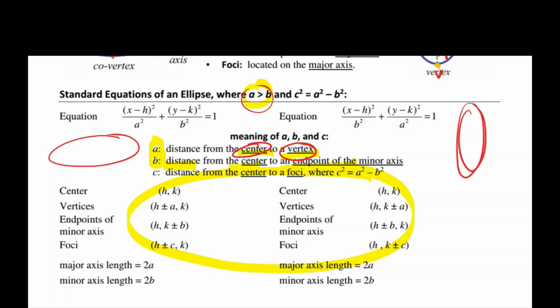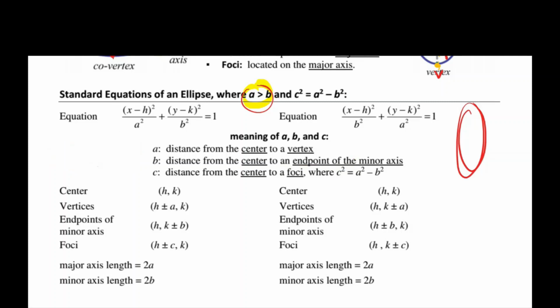What else do we need to have in the back of our mind? We have to have in the back of our mind what A, B, and C represent. A represents the distance from the center to the vertex. B represents the distance from the center to the endpoint of the minor axis. And C represents the distance from the center to the foci, to the focus. Yeah, I'm trying to highlight something cool.